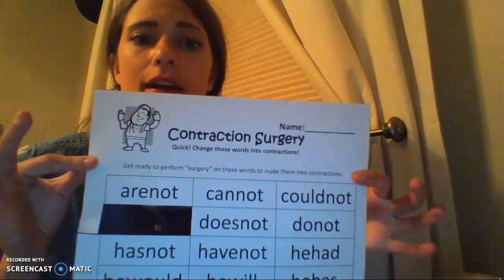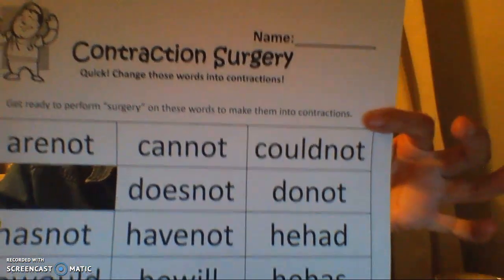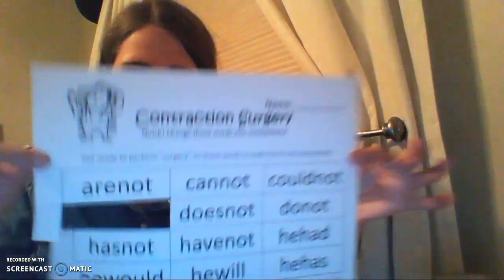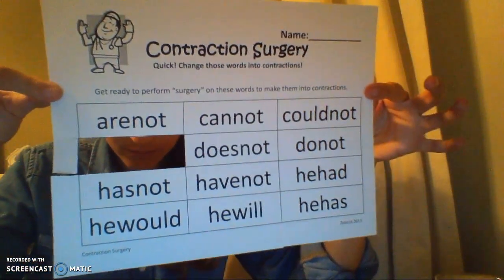I am going to show you an example of what you are doing today so that you can do this on your own. Each of you in your material packet got a contraction surgery worksheet. I think I gave you 2, so check to see if you have 2 of these. If not, I'm certain that you all have 1. The directions on the contraction surgery sheet say, quick, change those words into contractions. Get ready to perform surgery on these words to make them into contractions.